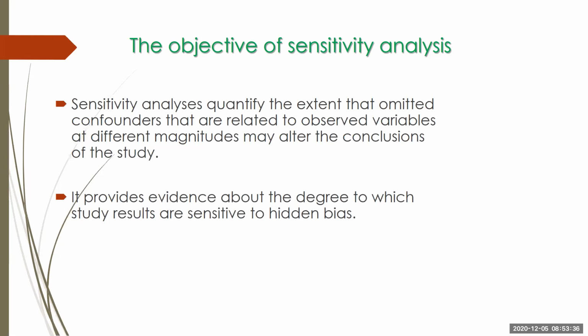So the objective of sensitivity analysis to omitted confounders is to quantify how strongly this confounder needs to be related to the variables of the study for the conclusions of the study to change.